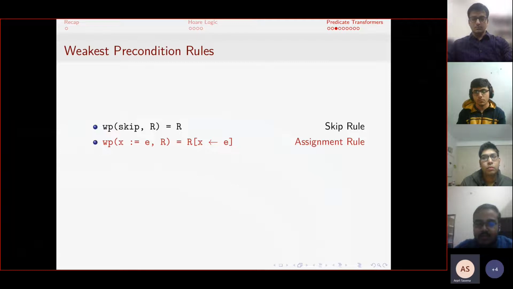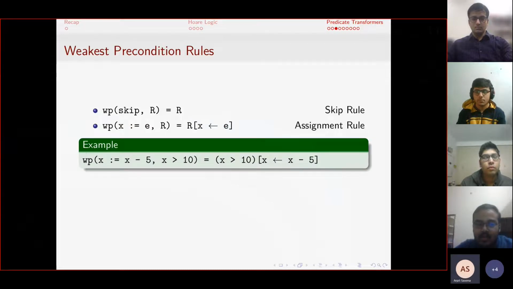Then we look at the assignment. If X is assigned E and the postcondition is R, the weakest precondition is R with X replaced by E everywhere in R. As an example, let's see the assignment x := x - 5, and the postcondition x > 10. Just applying the rule, we have x > 10 where x is replaced by x - 5, which gives x - 5 > 10, which we can simplify to x > 15.